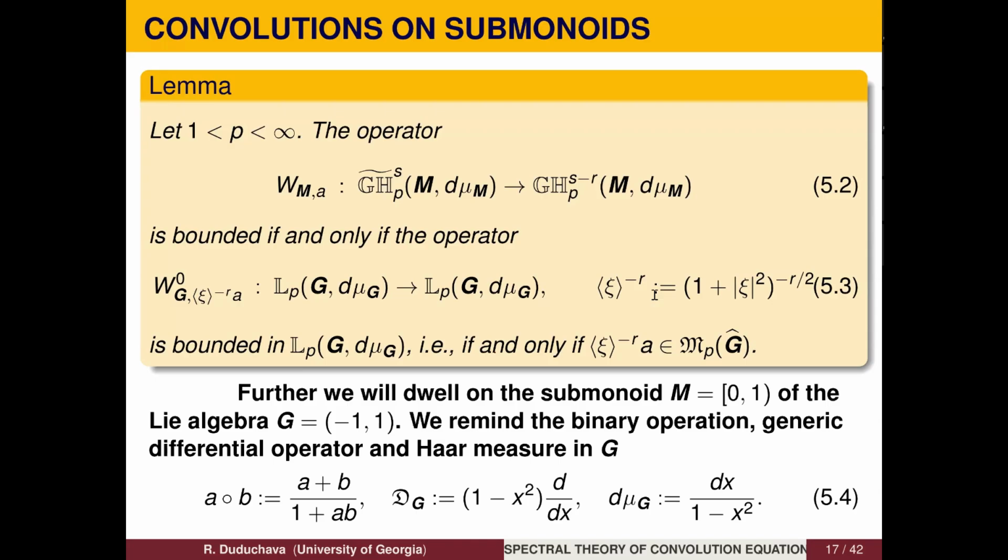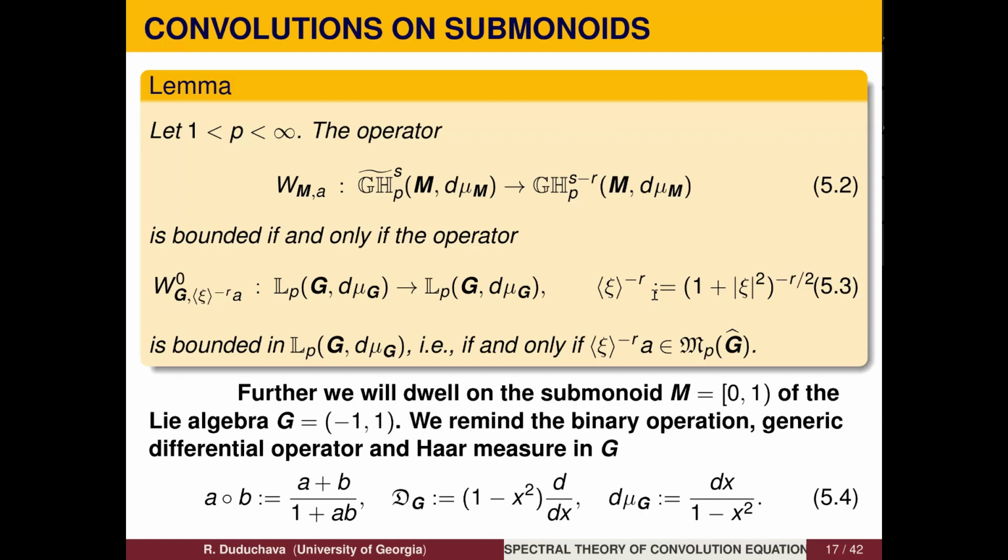Or if it is bounded on the submonoid, it is bounded in the group. The corresponding operator is bounded on the group, and vice versa. If the convolution operator on the group is bounded, then the same operator on the submonoid is also bounded. Okay.